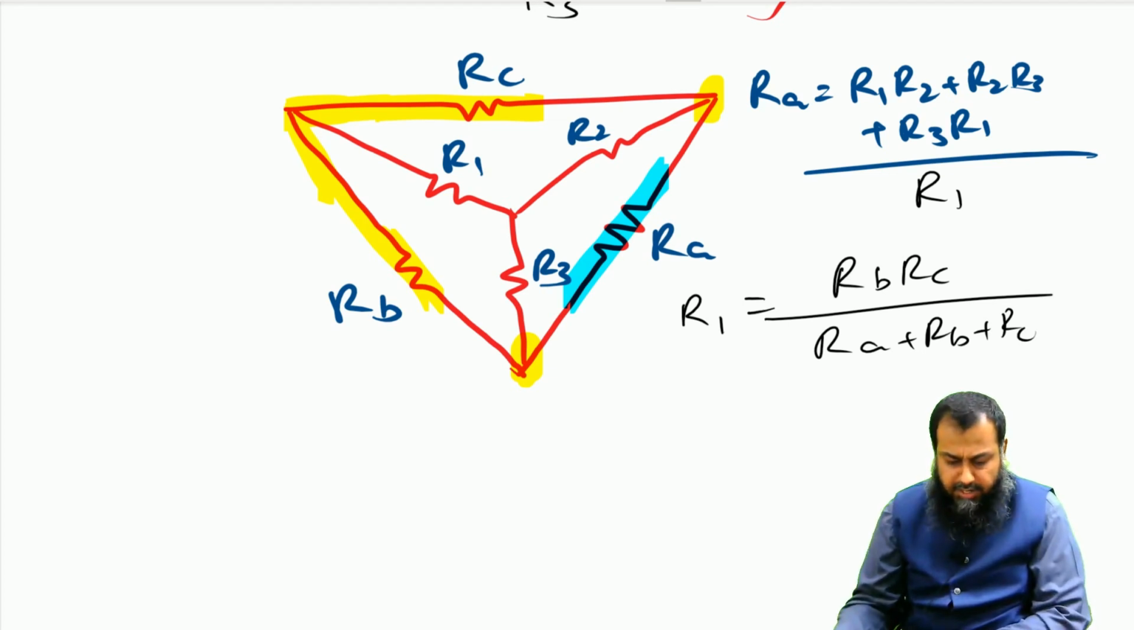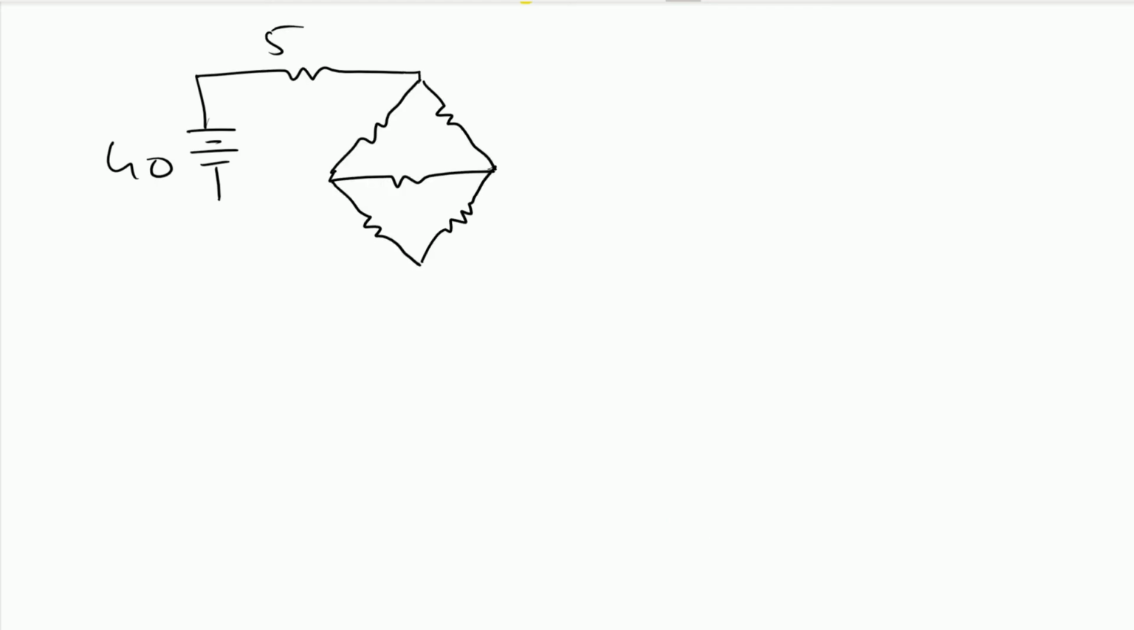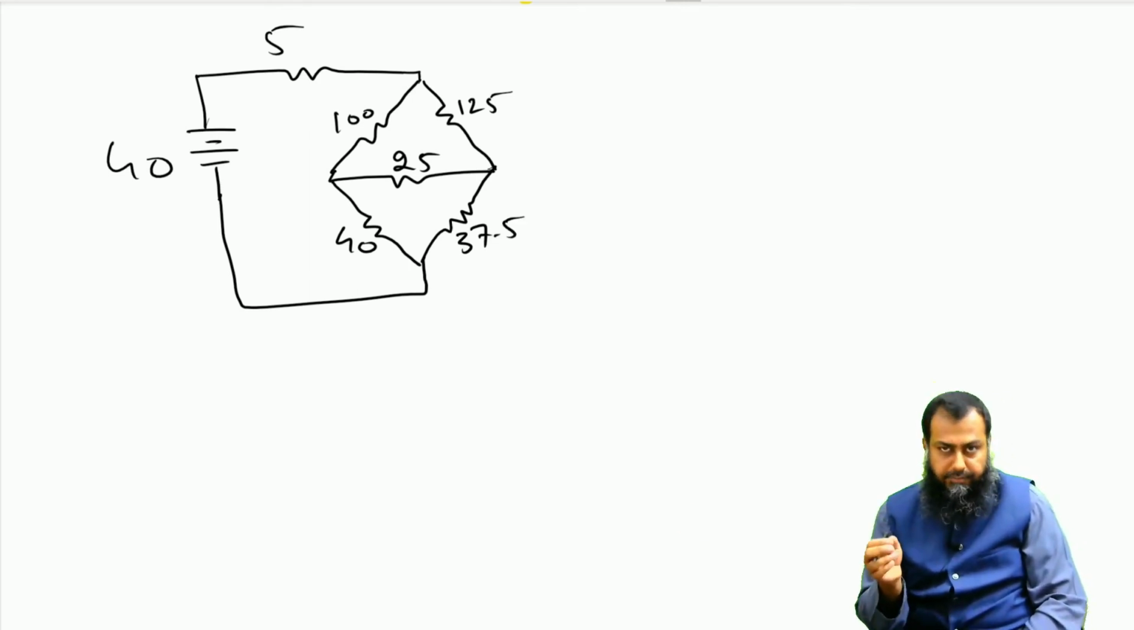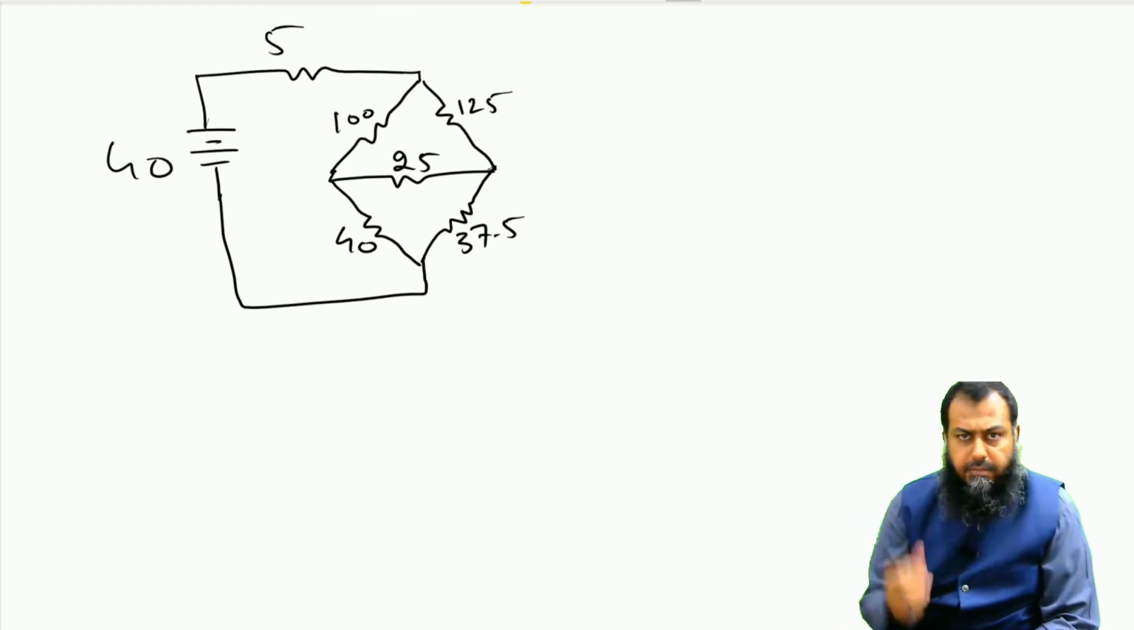Let us apply these delta Y transformations on a simple circuit and see how we can solve electrical circuits using these methods. So, I will draw a simple circuit as always. I always draw simple circuits. We need to find out the current supplied by this 40-volt source, and consequently the power supplied by the source connected here.